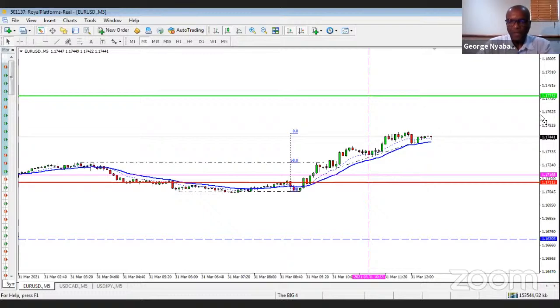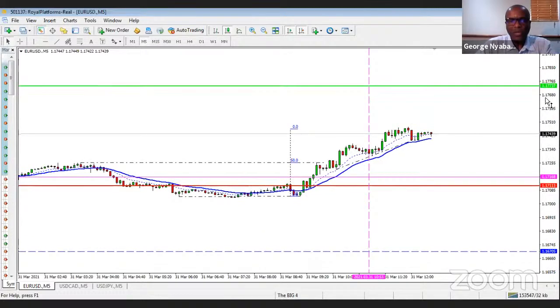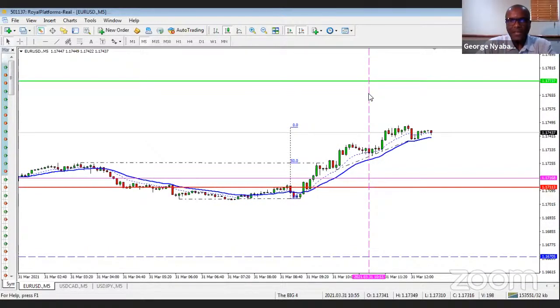So have a quick look at the euro. This is what I've got on my setup now. This magenta or purple line is reflective of the open of the European session.